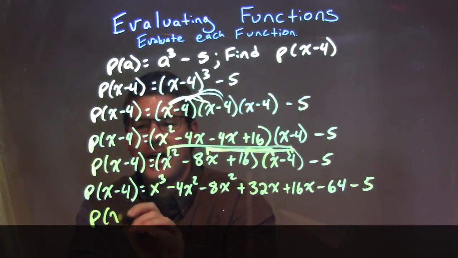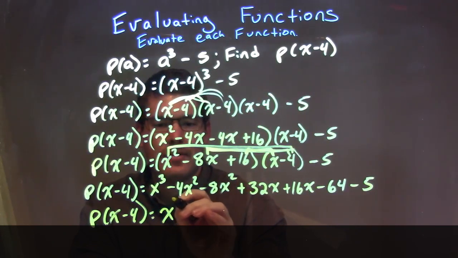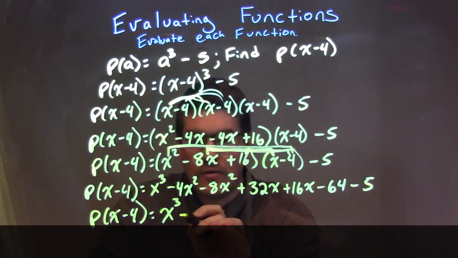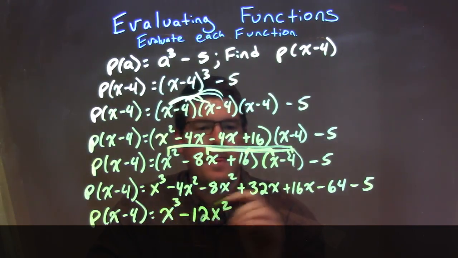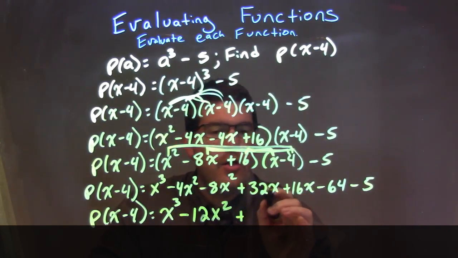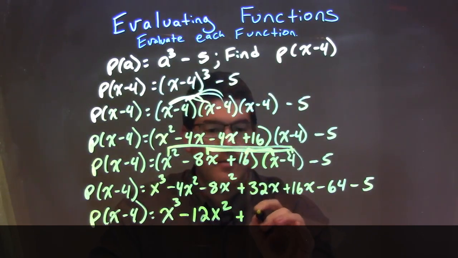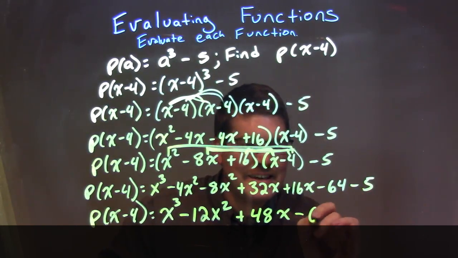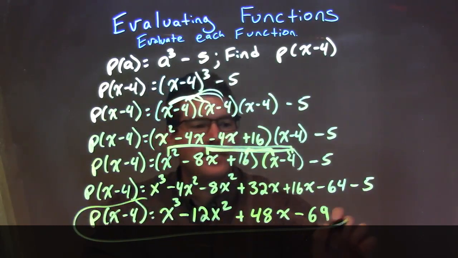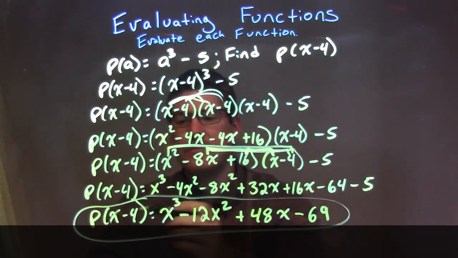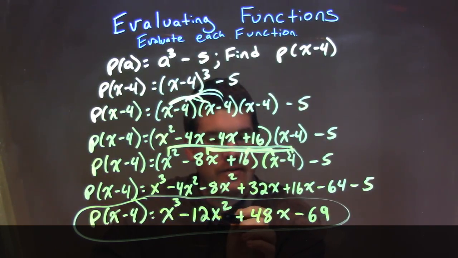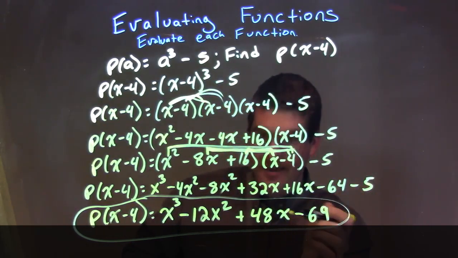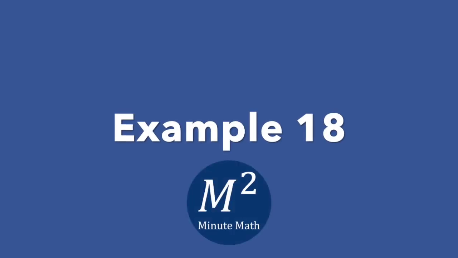So we have p of x minus 4 here is equal to x to the 3rd minus, now we combine here, minus 4x squared and a minus 8x squared is a minus 12x squared. Okay, then we combine our like terms of the x's. Okay, 32x plus 16x is a positive 48x. And then we have minus 64 minus 5 is a minus 69. So again, our final answer now, can't simplify anymore, p of x minus 4 is equal to x to the 3rd minus 12x squared plus 48x minus 69. Okay, so let's double check that, make sure I'm good. And yes, we are.